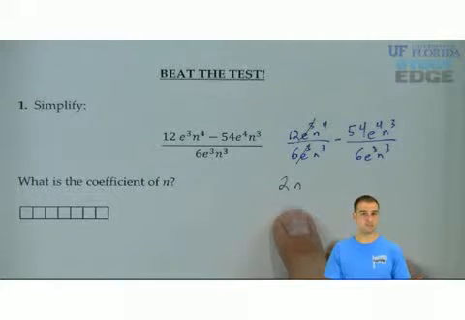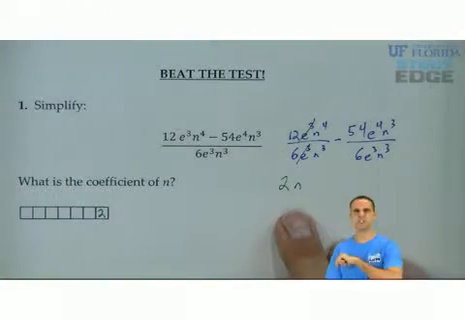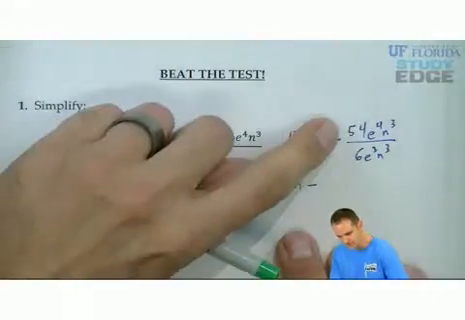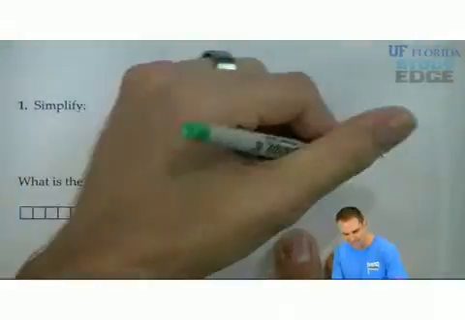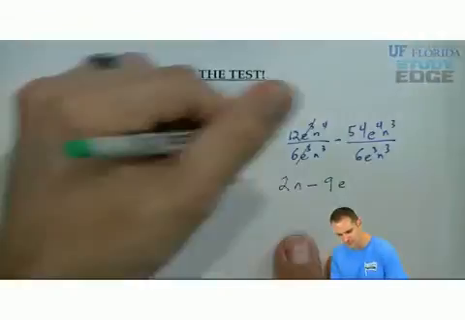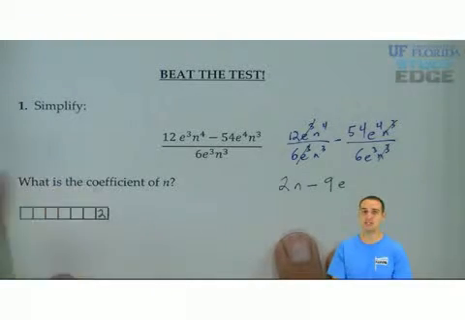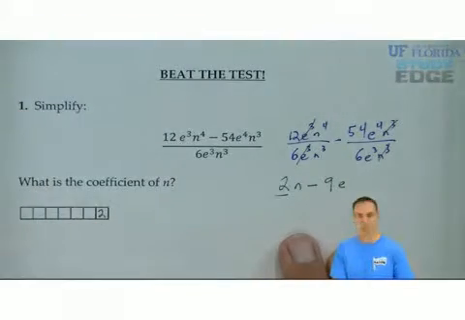And technically, you're done. It's 2. Well, let's finish it up. Minus 54 divided by 6 is 9. 4 minus 3 will give you e to the first, and n cubed over n cubed completely simplified. So the coefficient, the number in front of n, is 2.